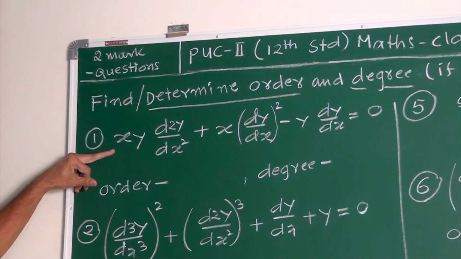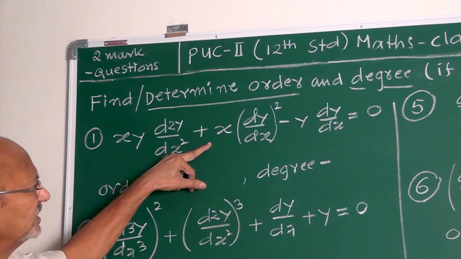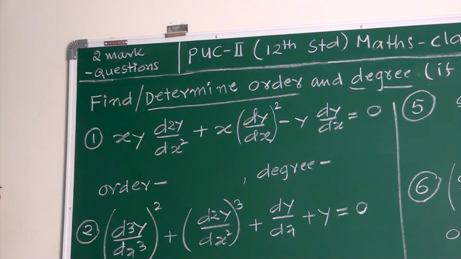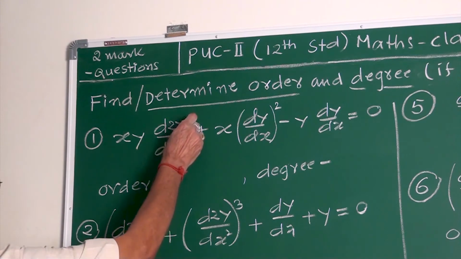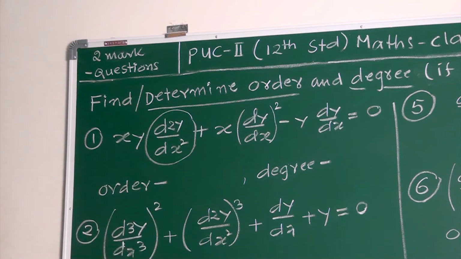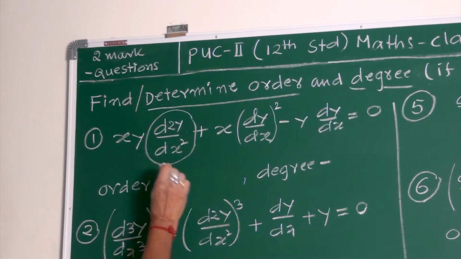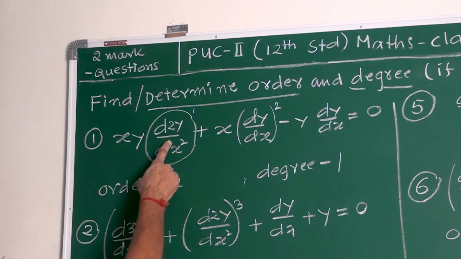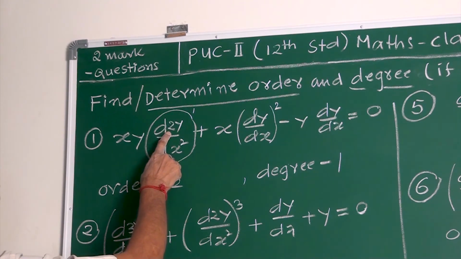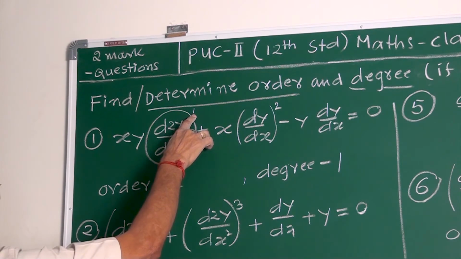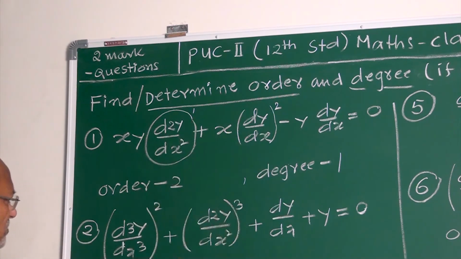This is the first, already discussed: xy into d2y by dx2 plus x into dy by dx minus y equal to 0. Always order depends upon the order of the highest derivative, my friends. This is your main person. Just mark it. What is its order? 2. What is its degree? Degree is 1. Highest order derivative, mark it in the differential equation. Its order is the order of the differential equation. Its power, 1, will be the degree of the differential equation.